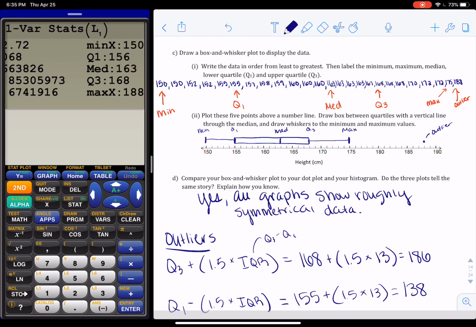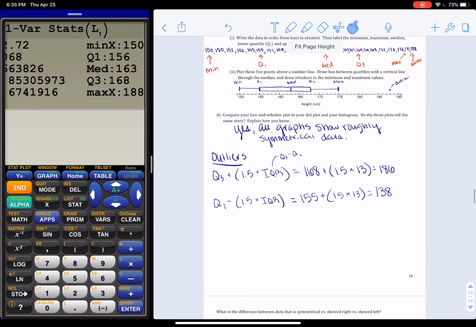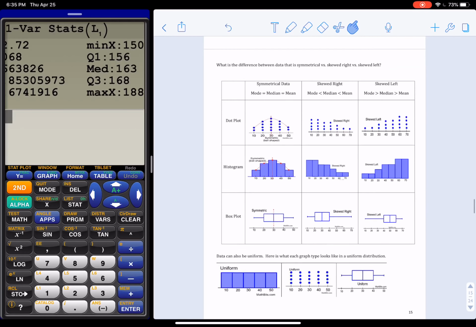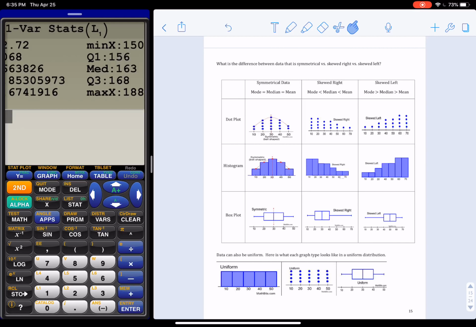Okay, and for your assignment, you're going to go ahead and go to the next page. This is something just interesting to look through, and it might help you with a problem coming up in your homework, just looking at what it means to be symmetrical, or when it's skewed right or skewed left.